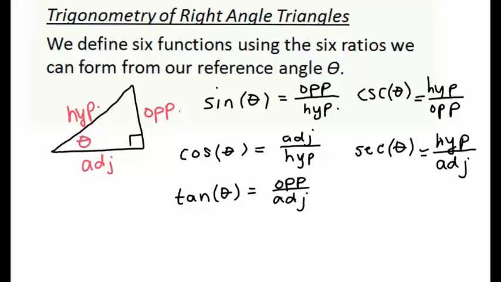And finally, if we take the tan ratio and find the reciprocal so that we're looking at the adjacent over the opposite, this ratio is called the cotangent ratio, or COT of theta.